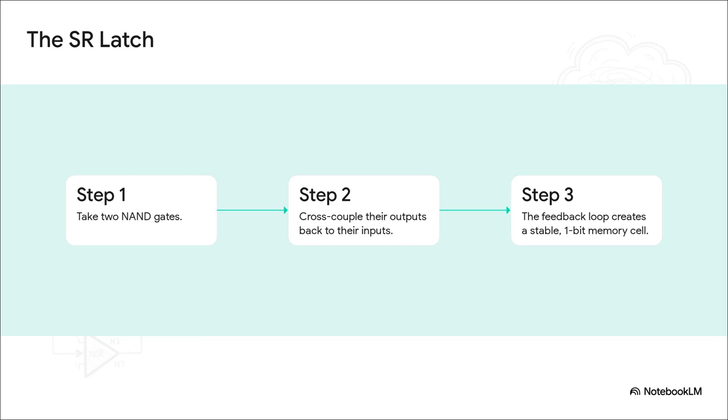So check this out. It starts with this beautiful little circuit called the SR latch. You take two of our NAND gates, and you feed the output of the first one into an input of the second one, and you feed the output of the second one back into an input of the first. This cross-coupled feedback loop, that's the magic trick. It creates a stable state. It allows the circuit to latch on to a value and just hold it. And just like that, you have a 1-bit memory cell.